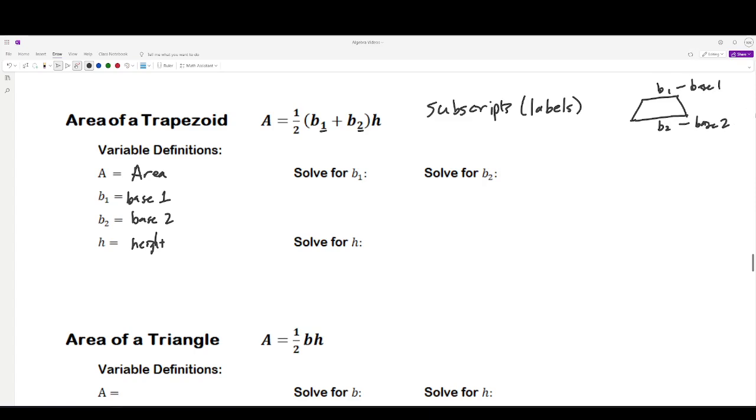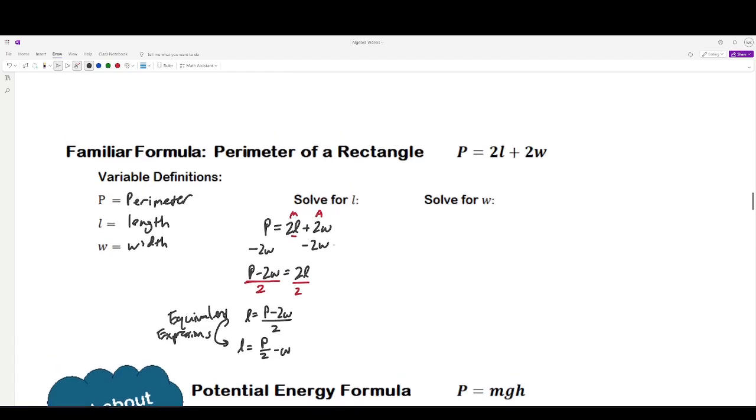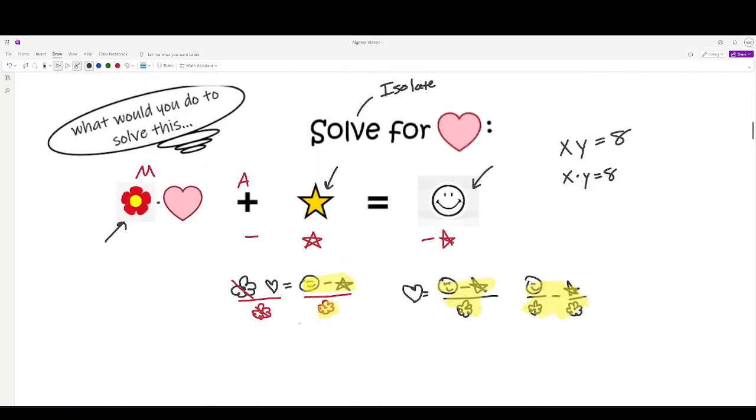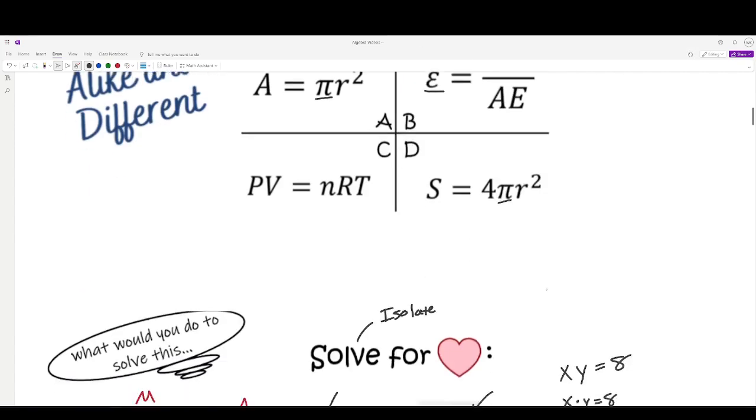So you may have seen that in the alike and different. We had that way back up here, in B. So we had this L sub 0, and we call that L naught, which means initial length, the length before anything happens. Initial length. So before anything happens in this problem, that's where the length was at first.